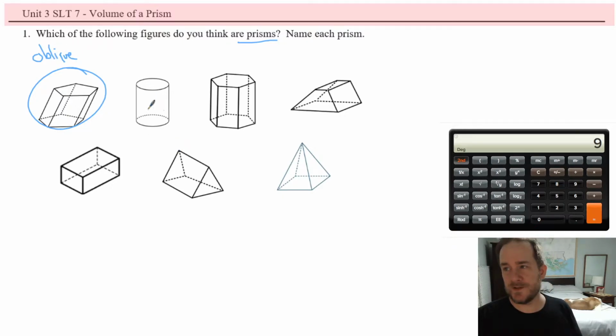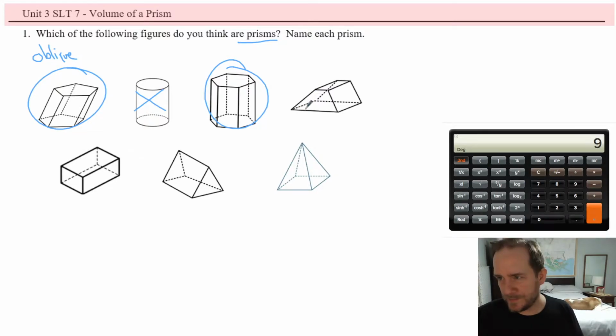Okay, now this thing is not a prism, because the bases of prisms have to be polygons, meaning their sides have to be straight, and this thing has circles for its bases. So that's obviously a cylinder, that's not a prism. This thing's good to go. I see a hexagon on top. The bottom is another hexagon. Those hexagons are congruent and they are parallel, so that's a prism.